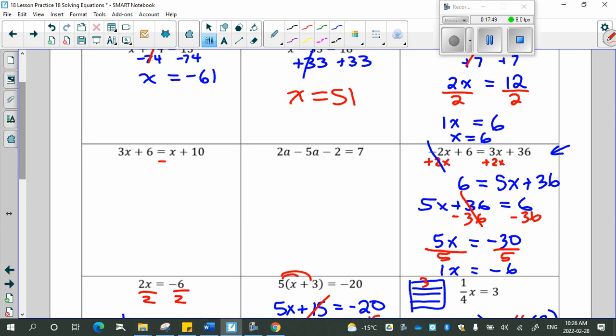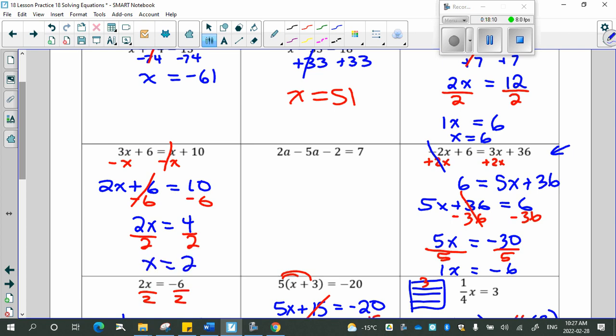This one was very well done too. Most people showed subtracting x on both sides to get the x just onto one side, and then subtracting 6 on both sides, and showing your zero pair, and then dividing by 2. x equals 2.